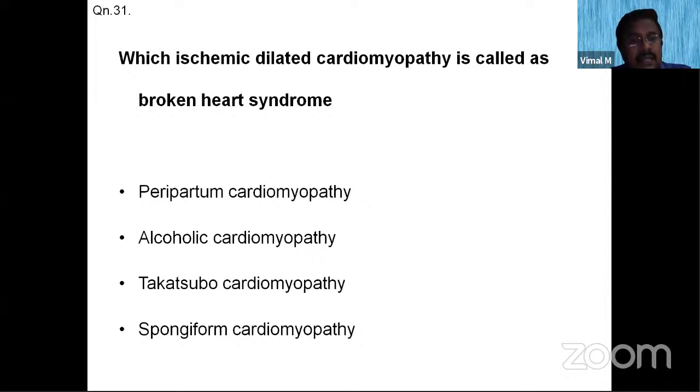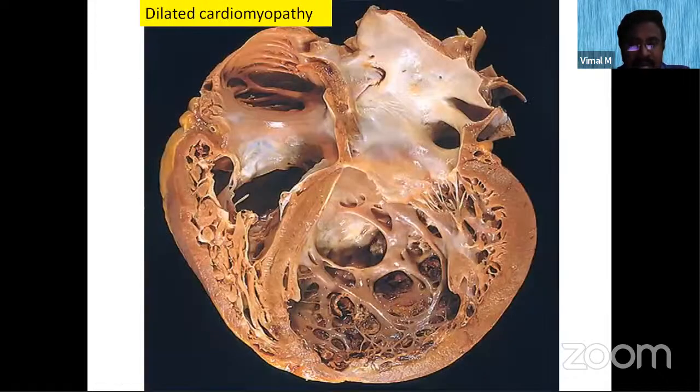Yes. Then let us solve this MCQ. Which ischemic dilated cardiomyopathy is called broken heart syndrome? The options they have given are peripartum cardiomyopathy, alcoholic cardiomyopathy, Takotsubo cardiomyopathy, spongiform cardiomyopathy. So let us have some basic thing. In dilated cardiomyopathy, all the chambers of the heart are dilated.